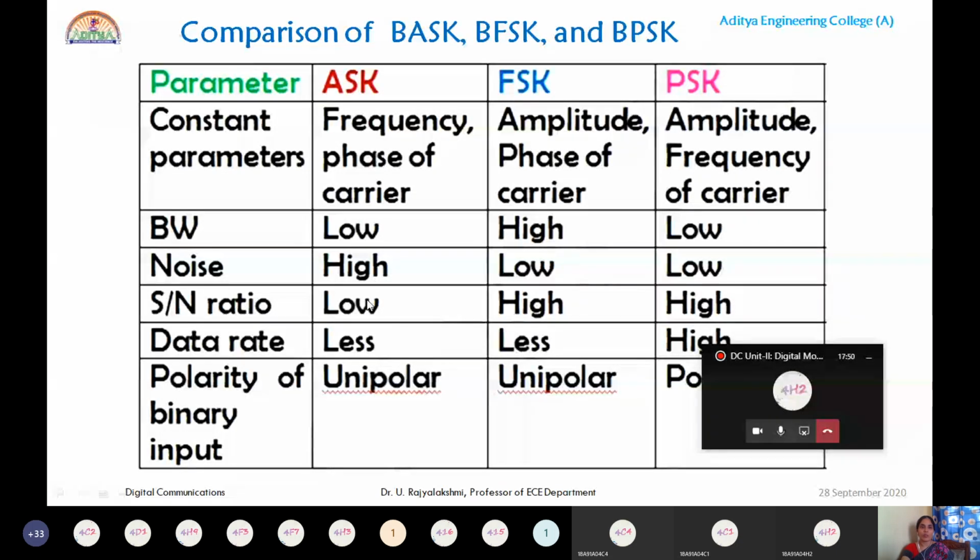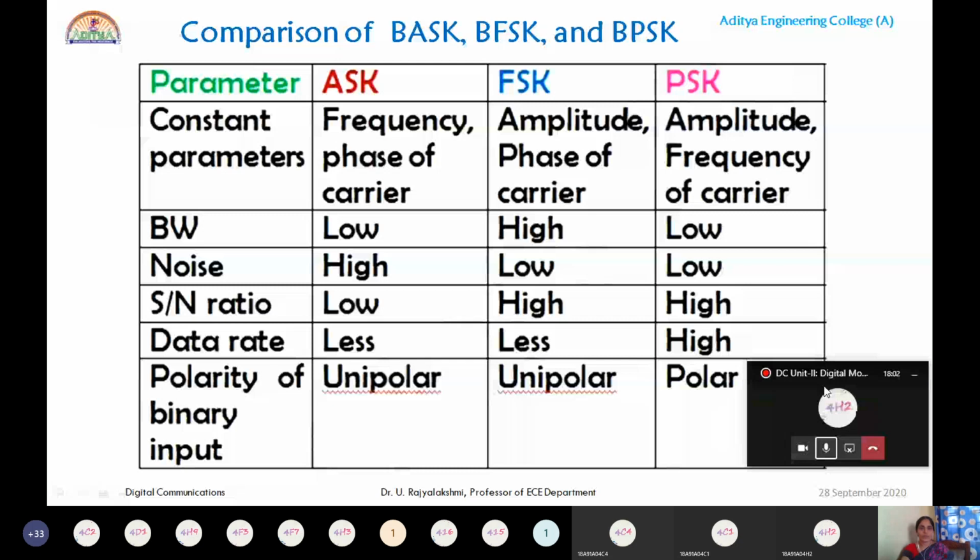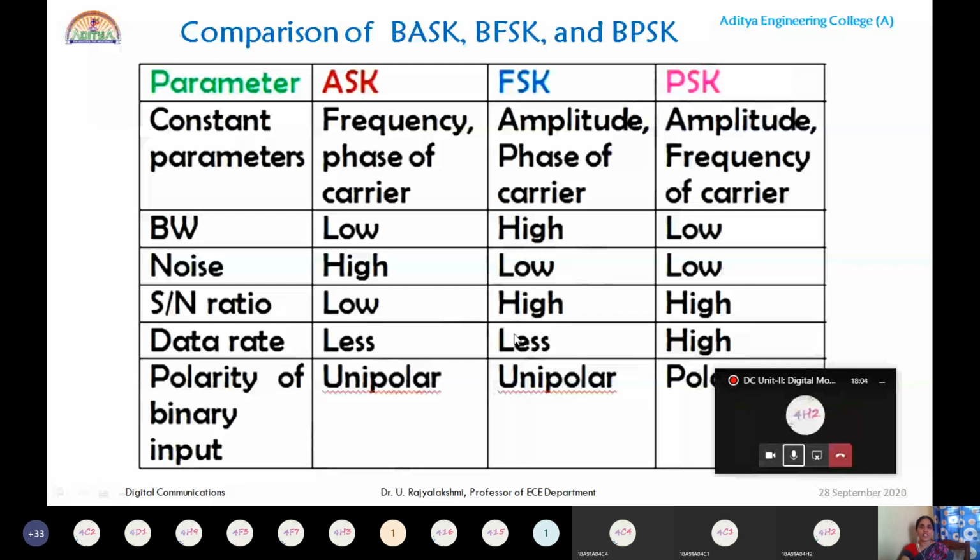And already I told you the probability of error for ASK is high. So that's why our noise SNR will be low. And SNR is good in both FSK and PSK. And what about data rate? Data rate is less for both ASK and FSK. And for PSK, you can group more number of bits.